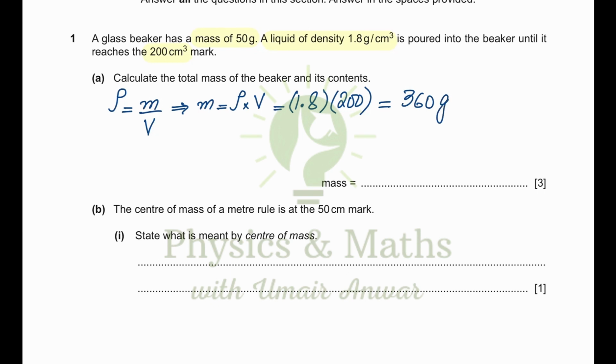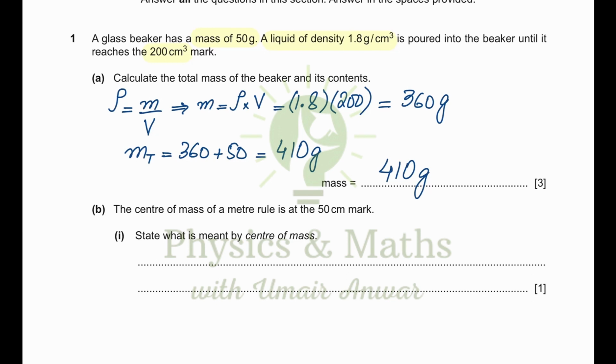And since we have to find the total mass, for that we would be adding the mass of the beaker to the answer. So the total mass is going to be equal to 360 plus 50 for the beaker. So the final answer is 410 grams, and we would be writing 410 grams in the answer space.